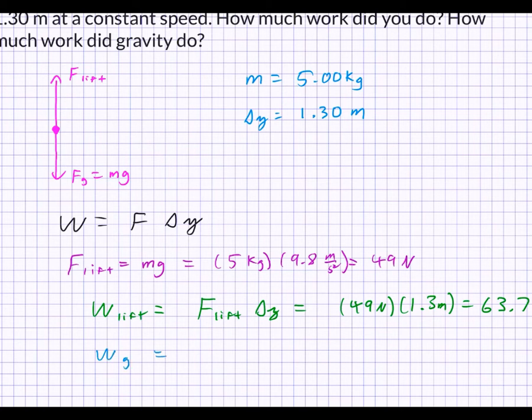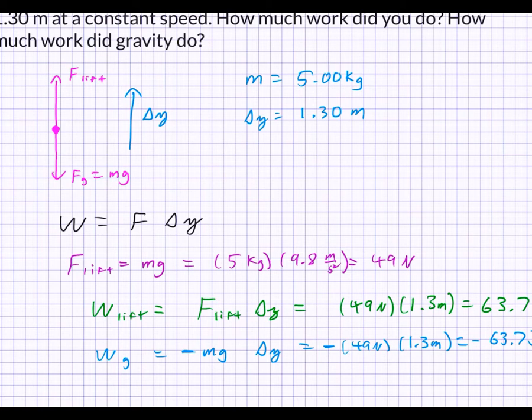And finally, the only other one we need to calculate then is the work done by gravity. And that's just going to be the force of gravity, which is mg, times delta y. And this time we're going to make it negative because we're moving it upwards, right? Moving it upwards, this is our delta y here. We're moving it upwards and the force is downwards, so that means it's going to be negative. So it's negative 49 newtons times 1.3 meters. We end up with minus 63.7 joules.